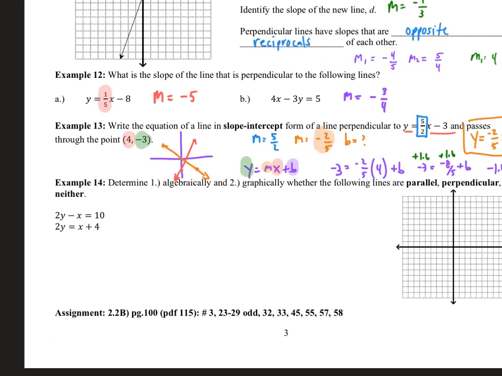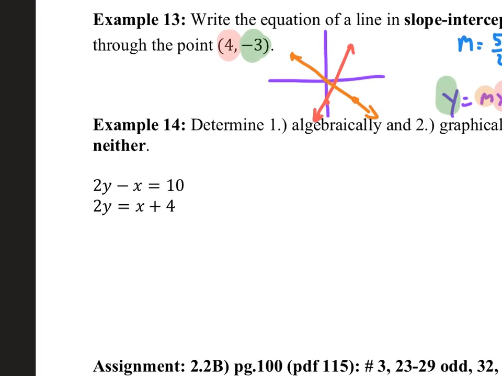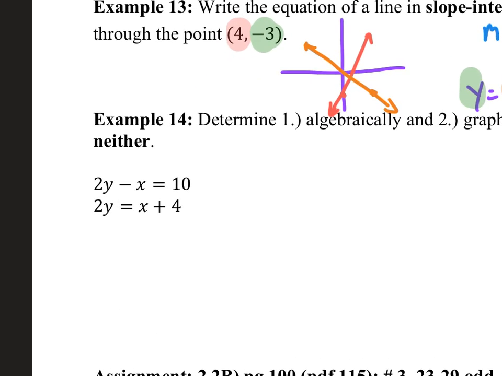All right, last problem. We want to determine algebraically and graphically whether the following lines are parallel, perpendicular, or neither. Either way, whether I do it algebraically or graphically, I need to see the slope. So my first thing is to get these into slope-intercept form. I'll take this equation and solve it for y. In order to do that, I'm going to get the x to the other side.